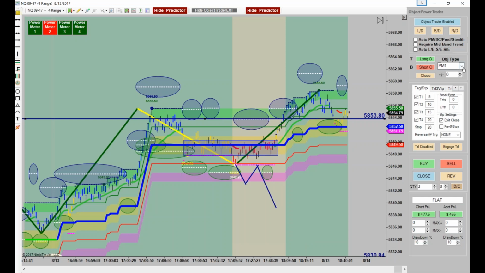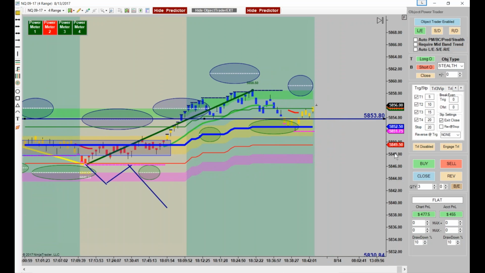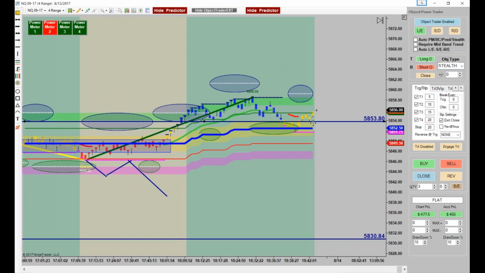Okay. Let's turn on stealth. See if we can get stealth. Stealth, remember, is always going to be a little bit more of a breakout trade until we get that magic one built, where you're going to be able to click stealth and have a window come up and say, okay, I want a particular angle on it, I want a particular amount of bars, I want whatever. You can customize it.